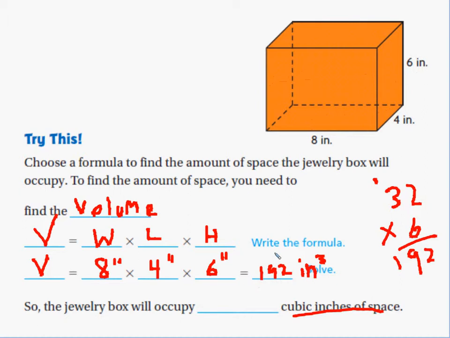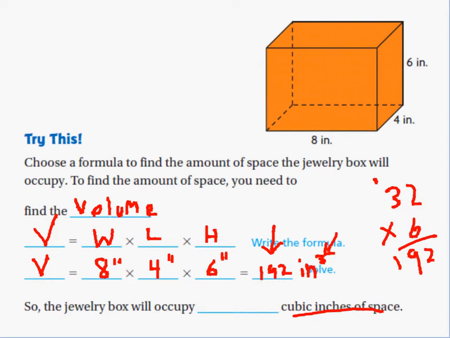and exactly 192 of them. And that's why they call this inches cubed. So it's inches to the 3rd power, or inches cubed, or cubic inches. That is, you can remember the 3 because it's in 3D.